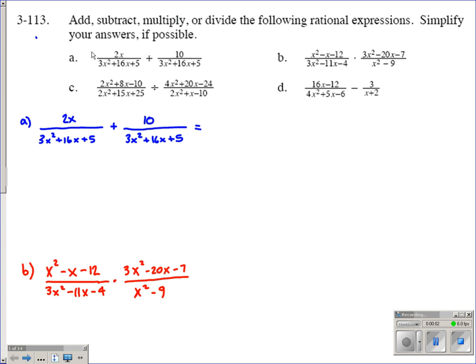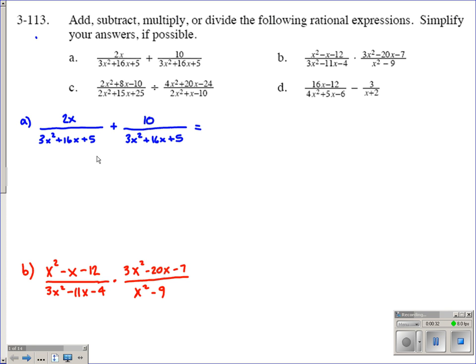Problem 3-113. Add, subtract, multiply, or divide the following rational expressions. Simplify your answers if possible. So we've got 4 different expressions. Each contains a different operation. We're going to start out with A. We're adding the two fractions, 2x over 3x squared plus 16x plus 5, and the fraction 10 over 3x squared plus 16x plus 5.